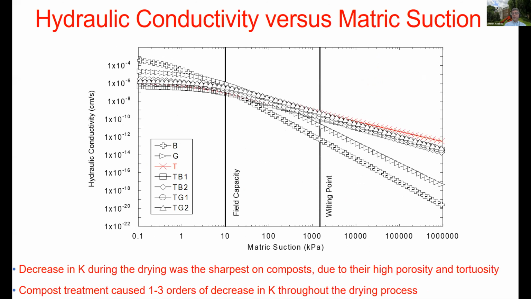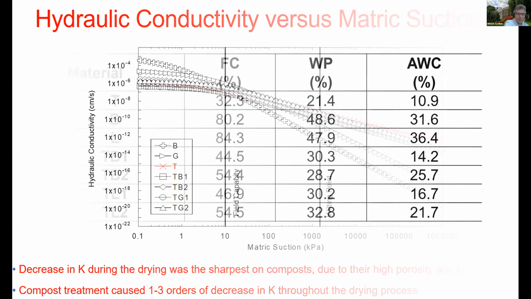You can see the hydraulic conductivity matric suction curves here, and that again shows the field capacity and wilting points one more time. You can see the red line, which is the topsoil, at the top. Once you add compost, you can clearly see that there was a 1 to 3 orders of magnitude decrease in the unsaturated hydraulic conductivity throughout the drying process. The decrease in the K value during this drying was the sharpest in compost due to its high porosity and tortuosity. I will give you some porosity values later on too.